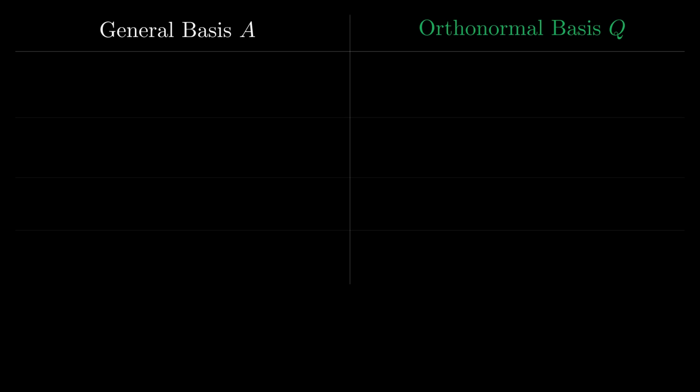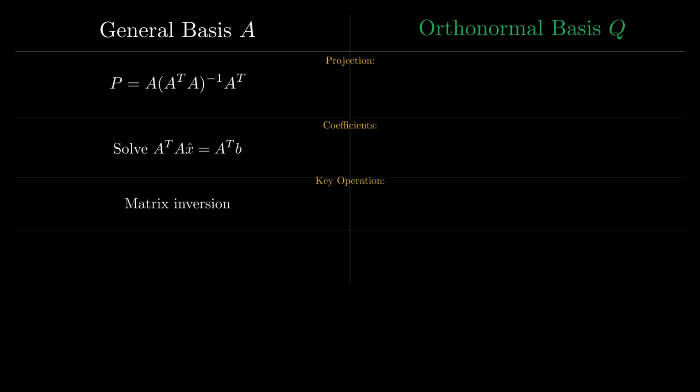On the left, we have a general basis A. The projection matrix is P equals A times A transpose A, inverse times A transpose. To find the coefficients, you must solve the normal equation. A transpose A times x hat equals A transpose b. The key operation here is matrix inversion, specifically inverting A transpose A, and the computational cost is on the order of n-cubed operations. On the right, we have an orthonormal basis Q.